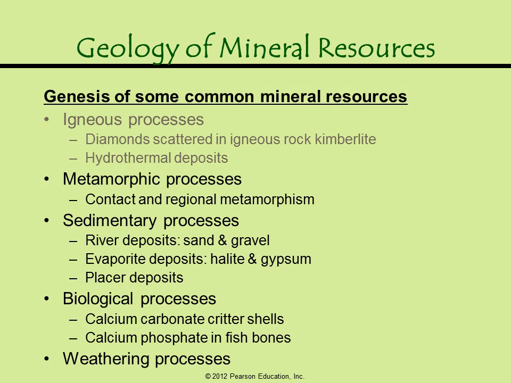There are also biological processes where calcium carbonate would come from critter shells that accumulate in areas and constitute an ore body for calcium carbonate, or calcium phosphate in fish bones might be the basic materials needed to form the mineral known as apatite, and it is abundant in bones, and it can be transformed by biological processes to be concentrated in sufficient quantity to constitute a resource.